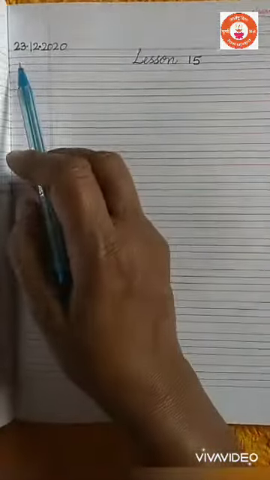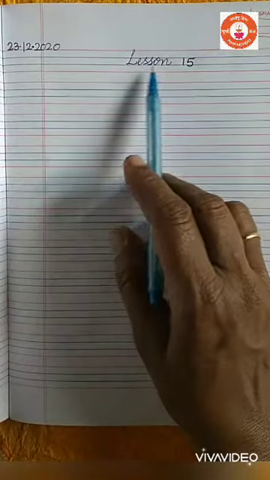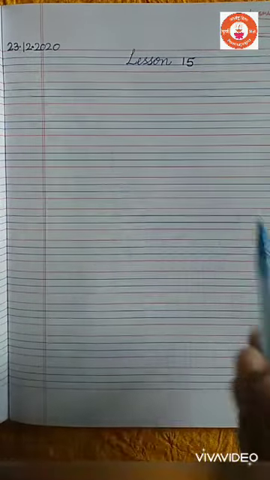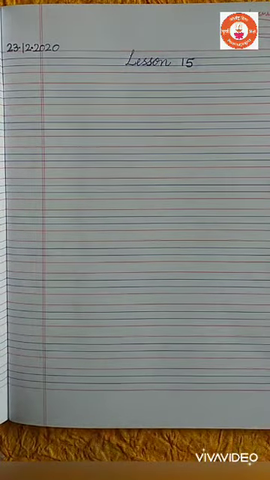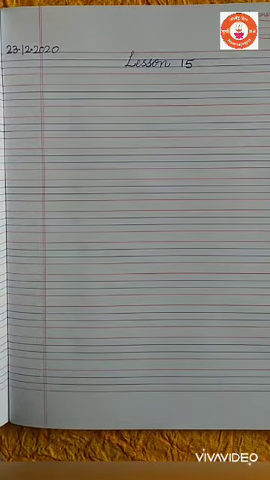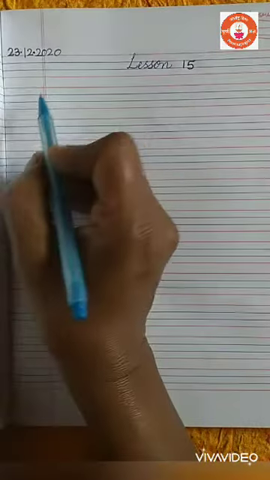Open your four-line notebook. Write today's date, 23/12/2020. Okay? And write lesson 15. Okay? Today, I will give you some words from the lesson 15. Okay, children? First one.